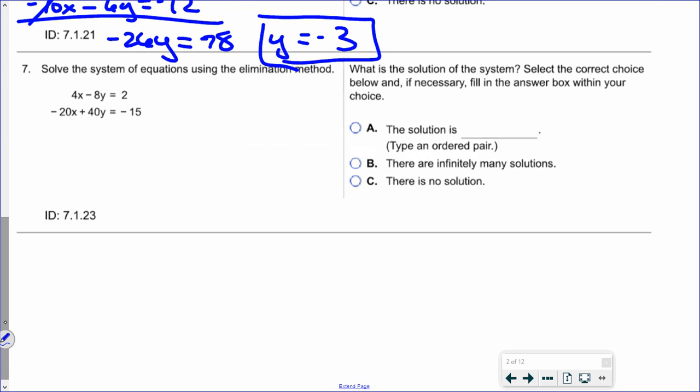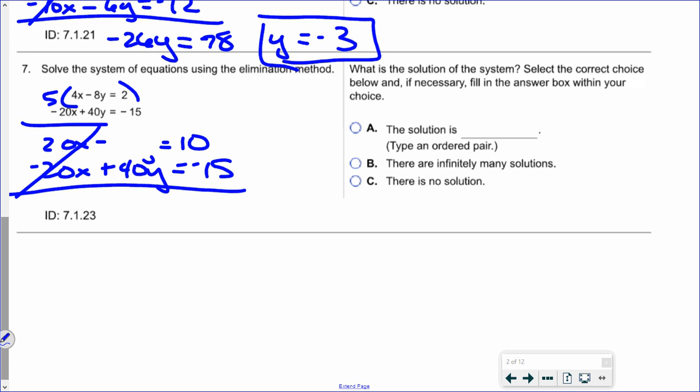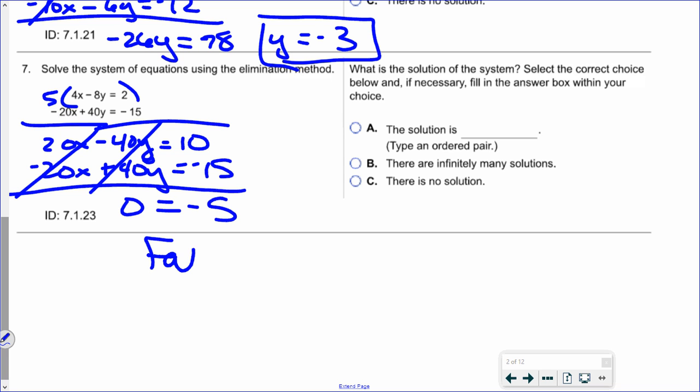I am going to look at number 7, and this time I'm going to go ahead and multiply the top equation by 5. So that gives me 20x minus 8y is equal to 10. Drop down the second equation, and those cancel out. Forgot to write the 40y. Those cancel out, and I have 0 is equal to -5. Is that a true or a false statement? It's a false statement. So since it's a false statement, there's no solution. It's going to be on the test. Okay? It'll be on the test, without a doubt.